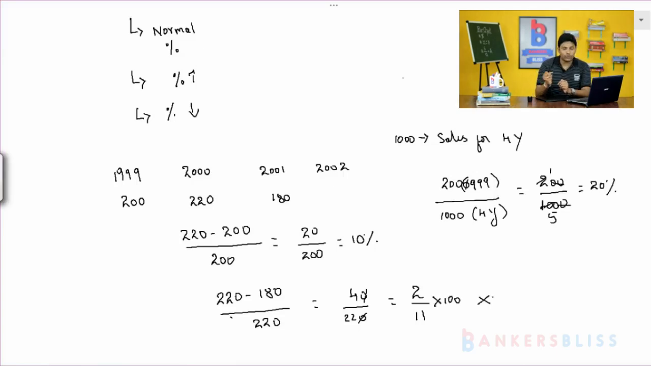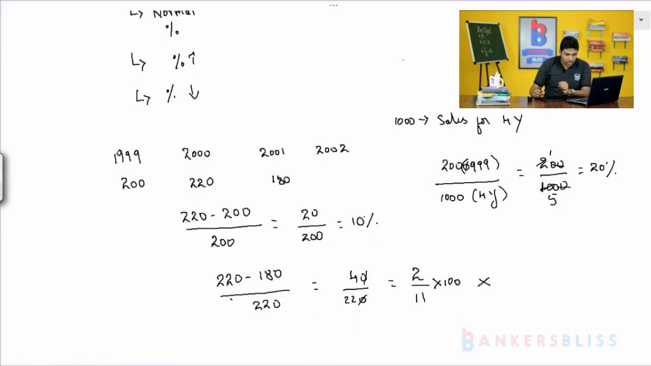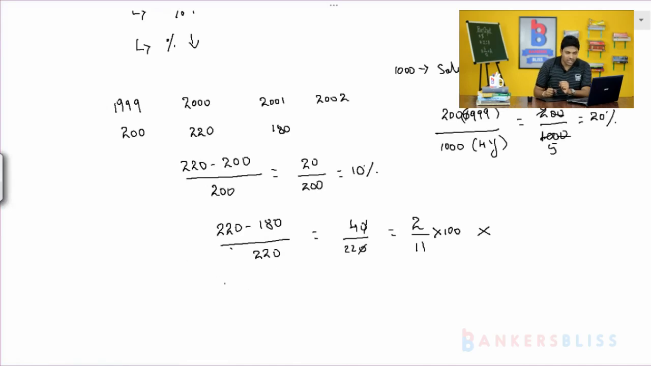Please don't go for this method, 2 by 11 into 100, it takes too much time. In the percentage calculation itself, I had told you, 2 by 11 can be written as 1 by 11 into 2. You have to do these calculations in your mind. So 2 by 11 can be written as 1 by 11 into 2.